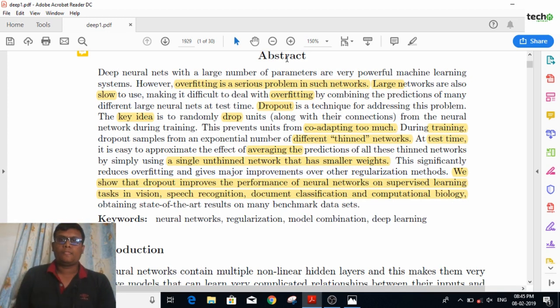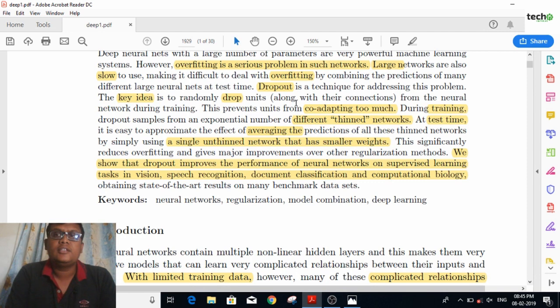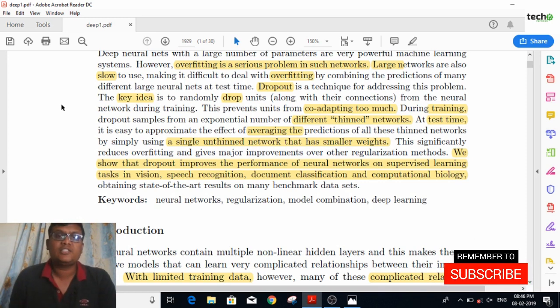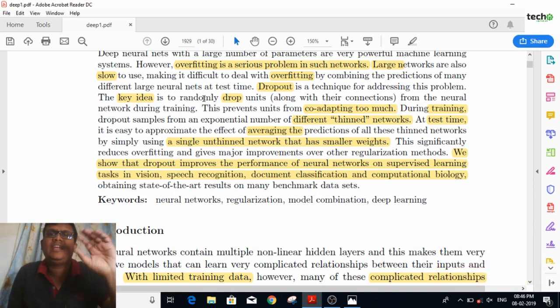The technique provided in this paper to avoid overfitting is dropout. So dropout is one of the techniques used to avoid overfitting. What it says is that it randomly drops some intermediate layers from a neural network during the training phase. So you should note here, randomly dropping some of the units. That is called the dropout technique.